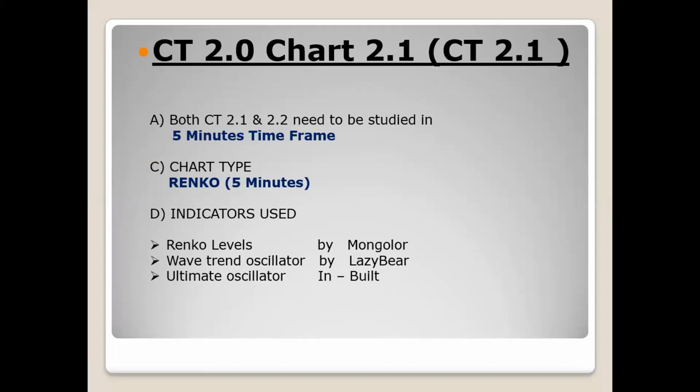So chart 2.1. Basically this chart, the 2.0 chart, is studied under the 5-minute time frame, and the chart type is Renko 5 minutes. The indicators we are going to study together are Renko Levels by Monglore, the Wave Trend Oscillator by Lazy Bear, which was already explained by Charles, and the Ultimate Oscillator, which is an inbuilt symbol, also explained a little bit by Charles. So we will go into more detail on the Renko levels.